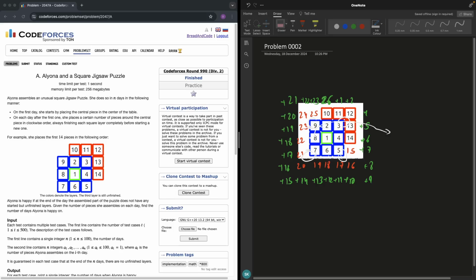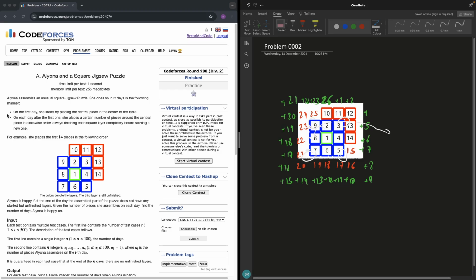So today we are going to solve an interesting problem. The name is Alyona and a Square Jigsaw Puzzle. First I will read this problem statement and I will show you how to approach this problem.